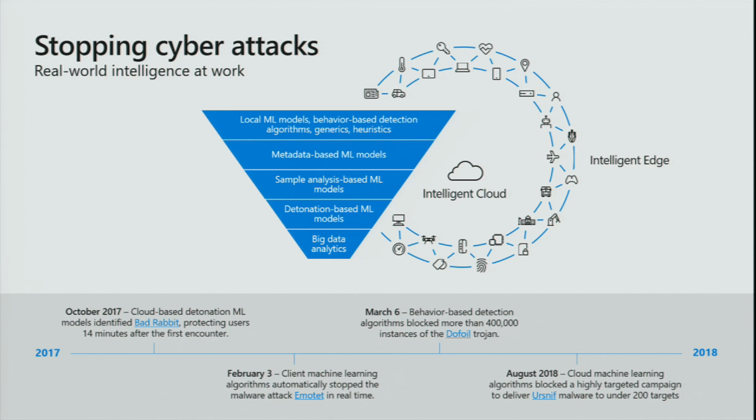There's DoughFoil, Emotet, Ursnif. These are all examples of where we use this machine learning pipeline and all of this advanced analytics fueled by customer data and our other threat intelligence that I just described, to really provide that block, that block at first sight with no human intervention.